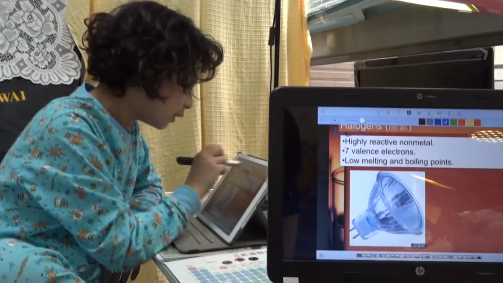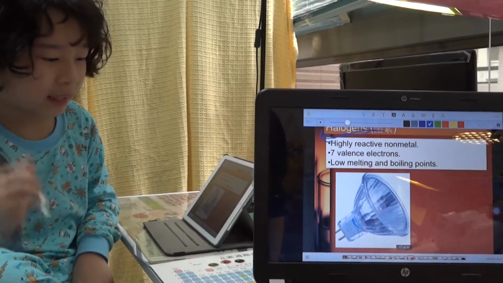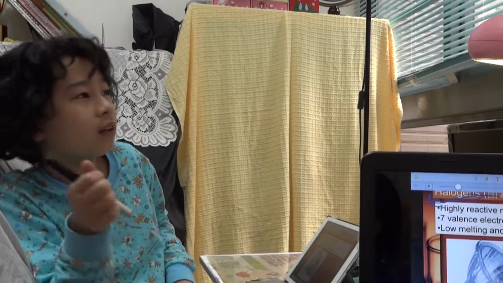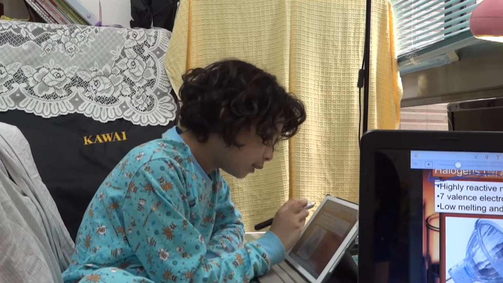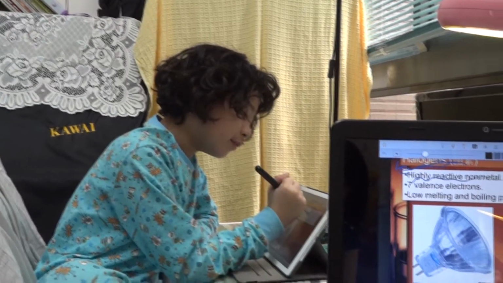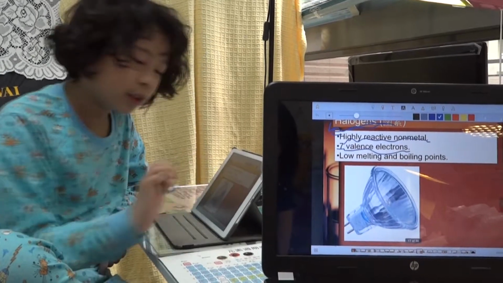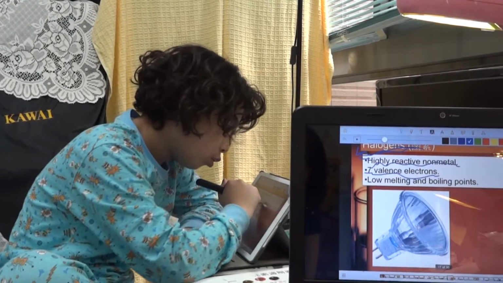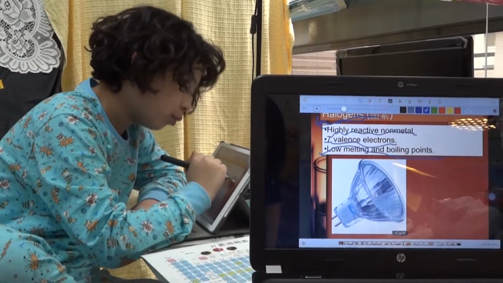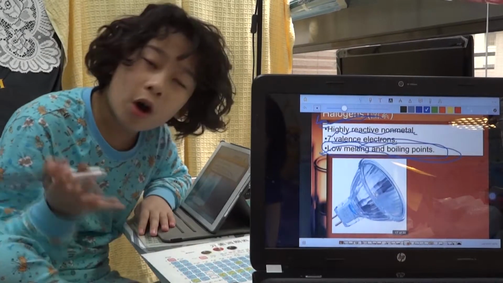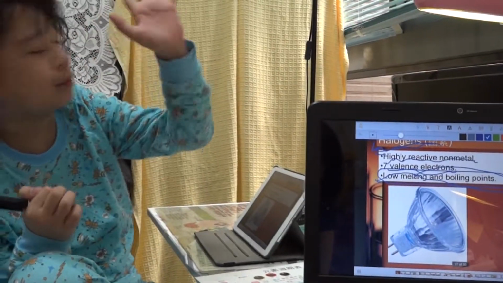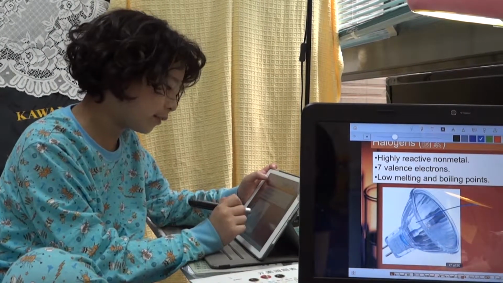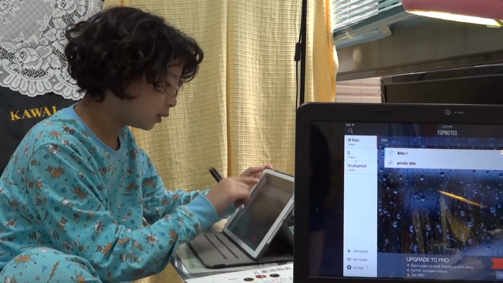So what are halogens? Halogens are not stable, because they always tend to take electrons. They are highly reactive nonmetals. They have 7 valence electrons, so they always just take 1 to get 8. They have very low melting points and low boiling points, and some of them are gases at room temperature. You can put them into a lamp and create different colors of light.